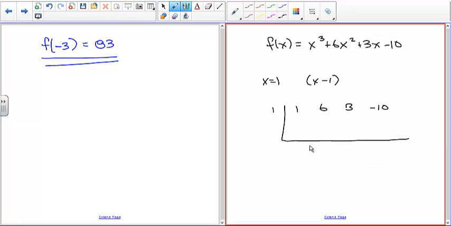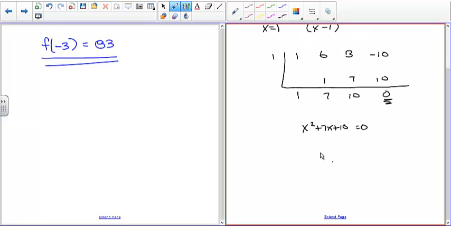So, okay, we bring this down, 1. 1 times 1 is 1. 6 plus 1 is 7. 1 times 7 is 7. 3 plus 7 is 10. 1 times 10 is 10. You get a 0 remainder, okay? So that means that this is 0. I didn't lie to you. And what I'm left with is x squared plus 7x plus 10. And I said that, unless I told you otherwise, you should be able to factor these.